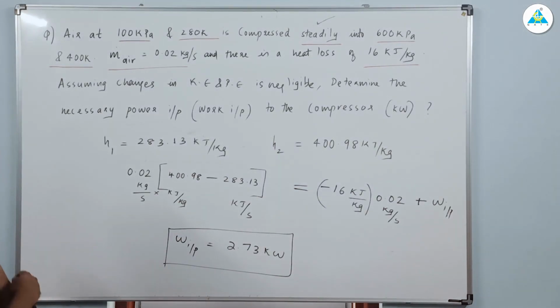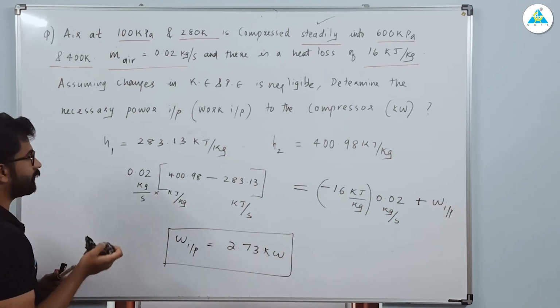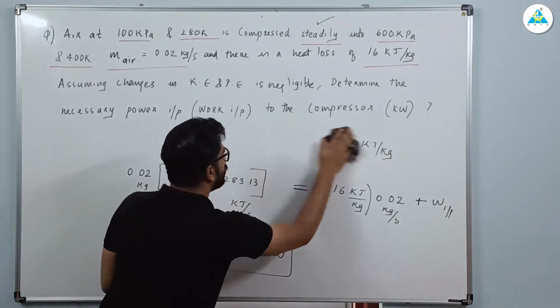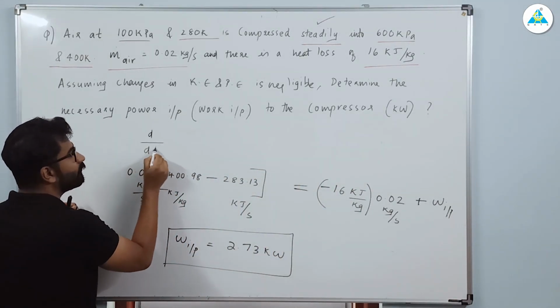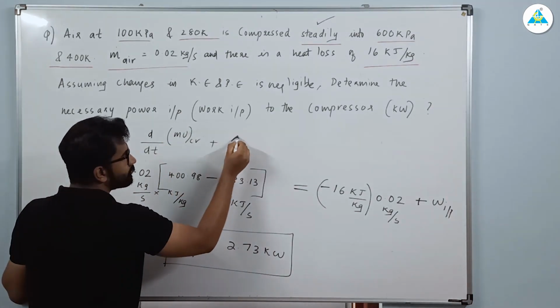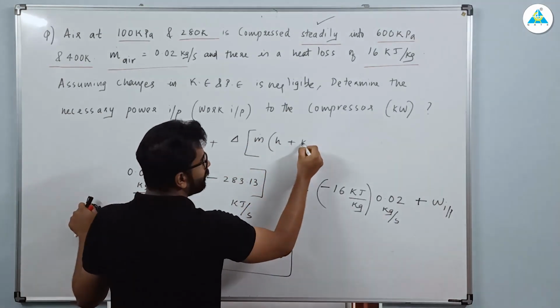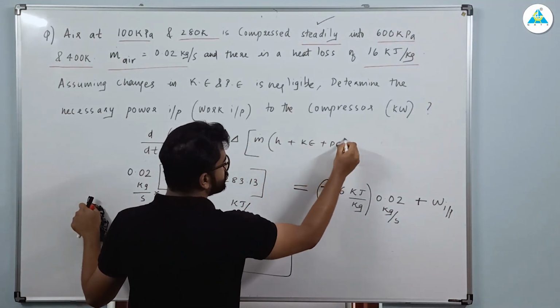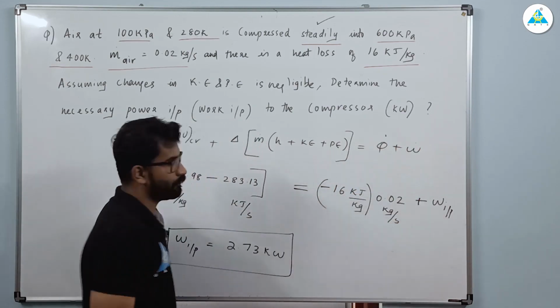Right? Once again, we have first written what? We have first written the general equation in first law, that is d by dt of mass into internal energy of control volume plus outlet minus inlet of mass flow rate into enthalpy plus kinetic energy plus potential energy equal to heat transfer plus work transfer.